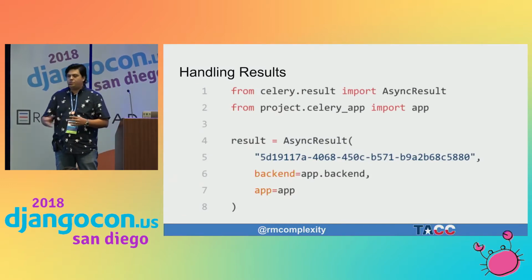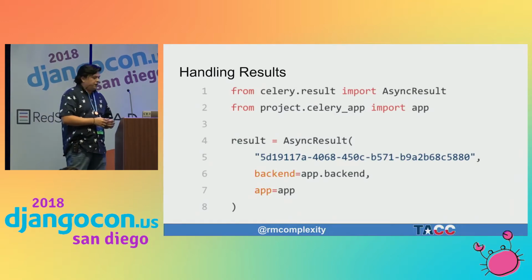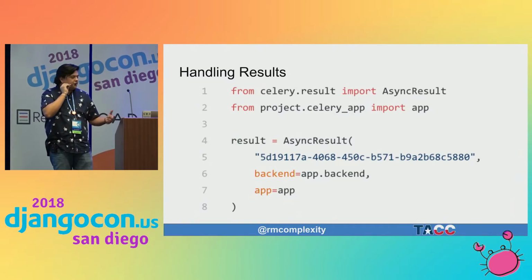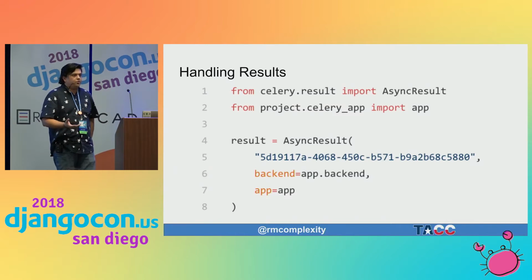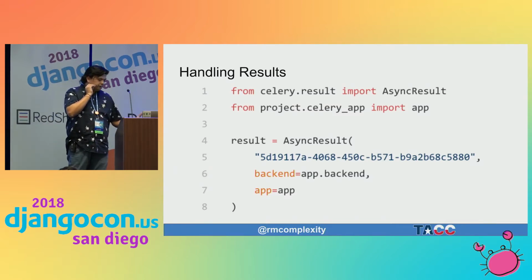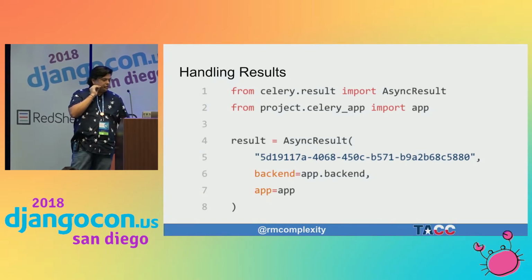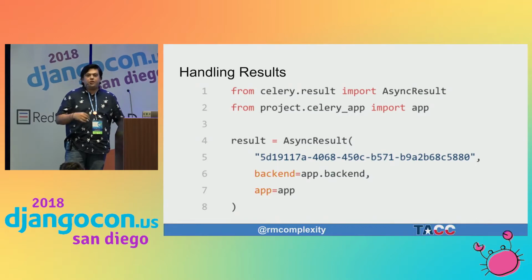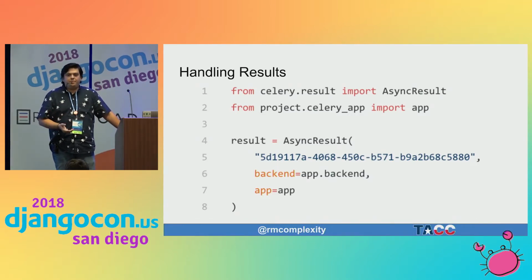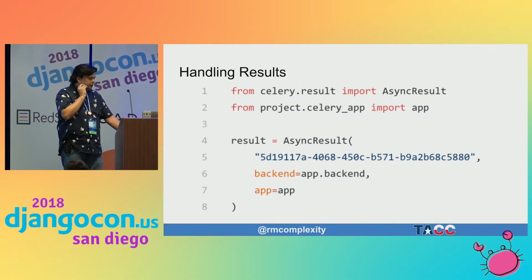One way to do it is to use just this AsyncResult class, and we have to give it a task ID. Then we have to specify which backend we're using. Usually, it's going to be Redis, or it could also be any other database, or it could also be RabbitMQ. But that depends on your needs. And you also have to specify which Celery app you are using because of the different configuration that you can set on each one of the apps.